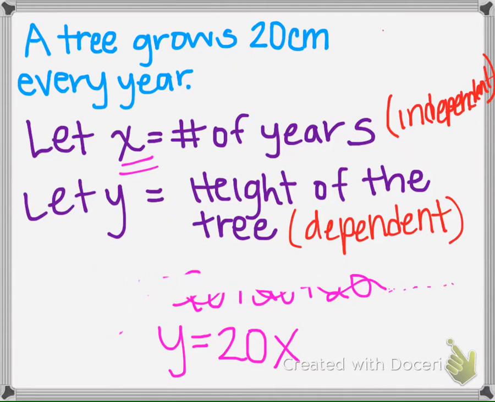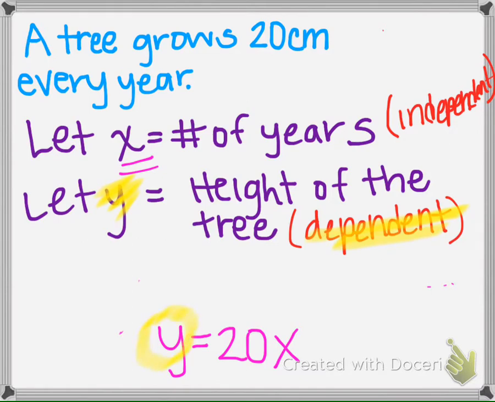Now, we said that x, the number of years, is independent. As you can see here, the y, which is our dependent variable, is the one over here by itself. In other words, to get the output, the y, we have to take the number of years and multiply it by 20. So the height of the tree is dependent on this happening here, that we have to take 20 and multiply it by the number of years to get the height. So the x is the independent and the y is the dependent.